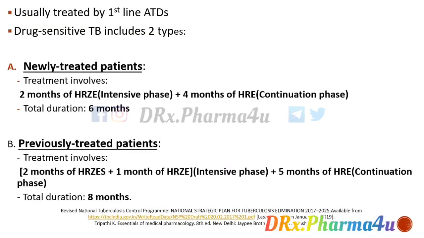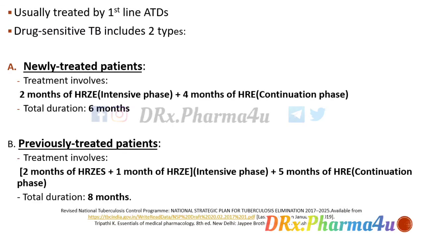But if it is a previously treated patient, there is a small change. 2 months of HRZES plus 1 month of HRZE. That means a total of 3 months of intensive phase. S stands for streptomycin. Streptomycin we will use for the initial 2 months. Then the next 1 month we will not use streptomycin, because streptomycin, as you know very well, is an aminoglycoside. And definitely you have to look at the kidney function of the patient. We also have to look at the status of vertigo.